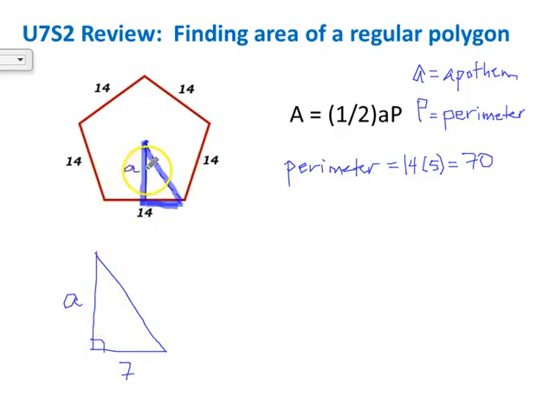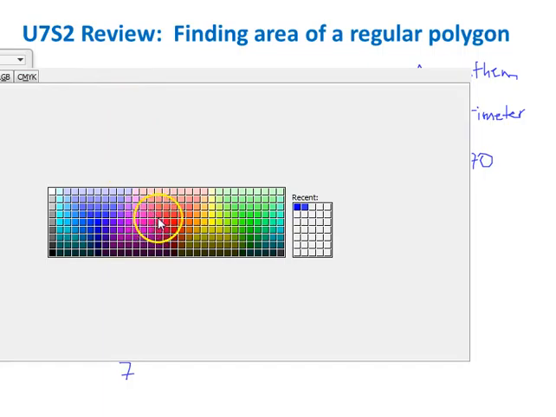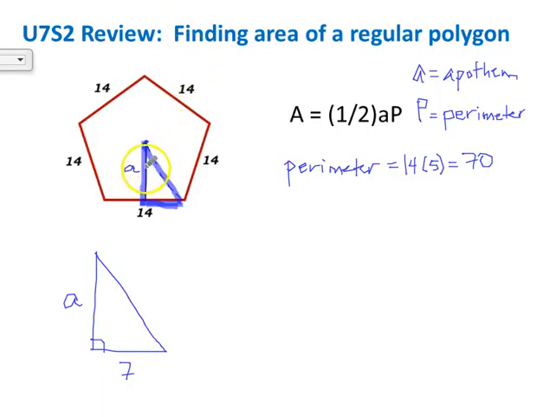What we can do now is find the angle measurement of our right triangle. So this angle right here, this is review: 180 divided by the number of sides is always going to give you that angle measurement. We said this is a 5-sided polygon, so I'm going to take 180 and divide it by 5, and I get 36. So the angle measurement is 36 degrees.